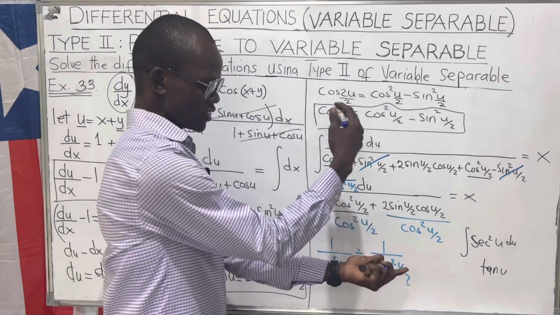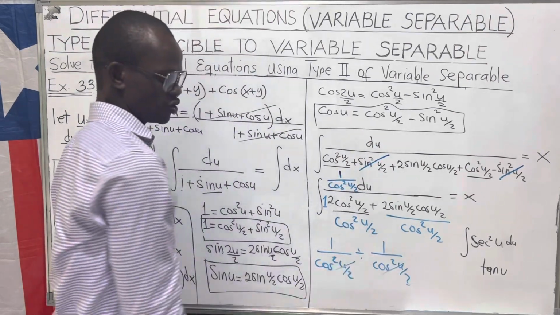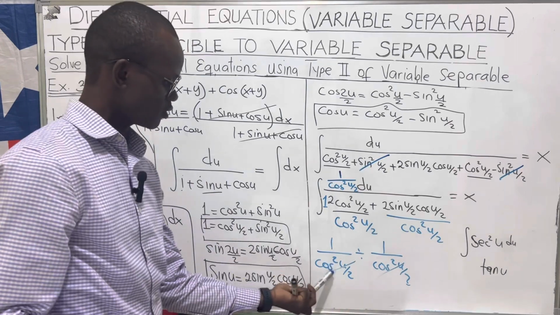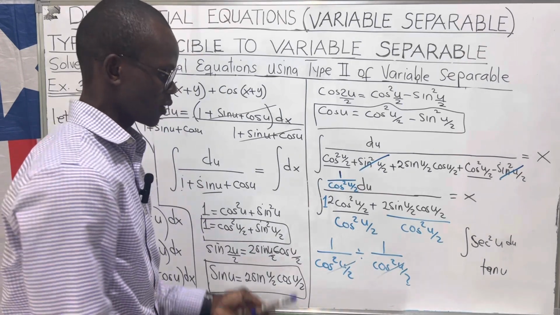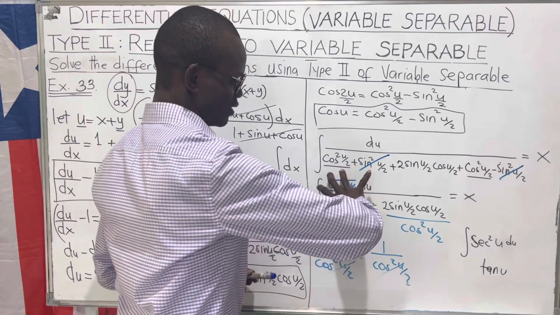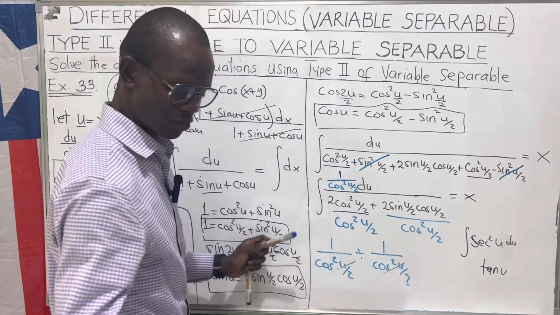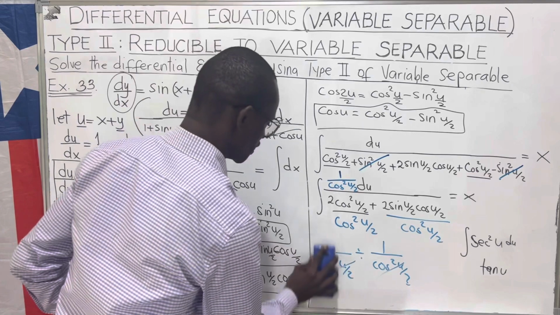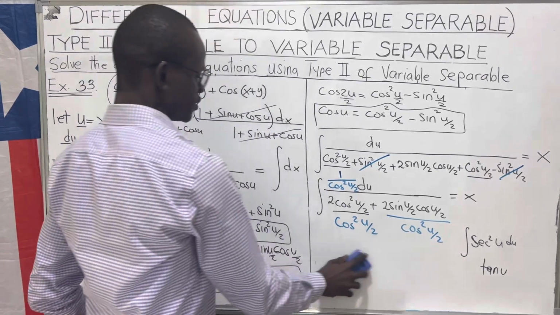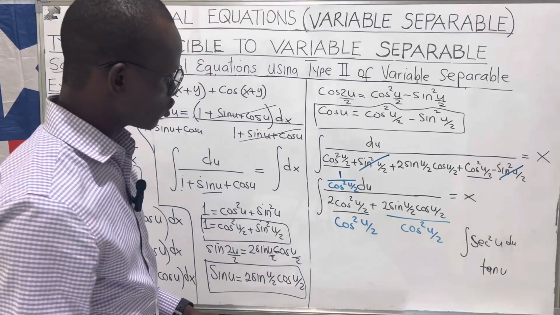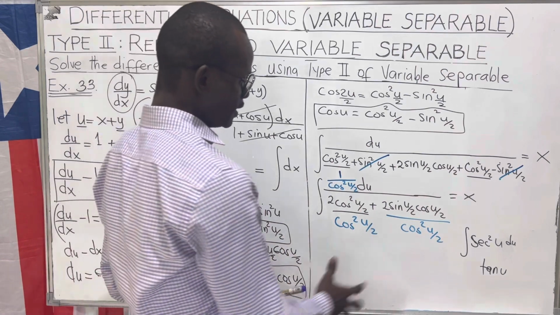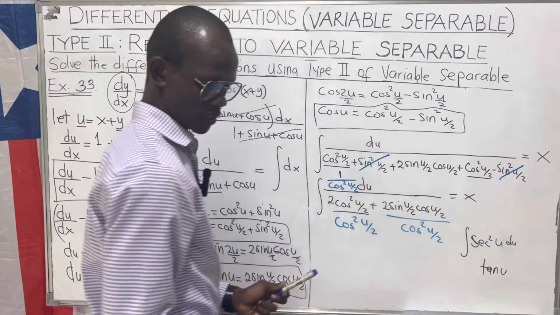So if you reciprocate, this u over 2 and this u over 2 will cancel. This cos square u over 2, cos square u over 2 will cancel. So it's just like rewriting the problem. We did not change anything in the problem, so don't panic that we brought something new. What we're trying to do is to be able to easily integrate this integral. That's all.